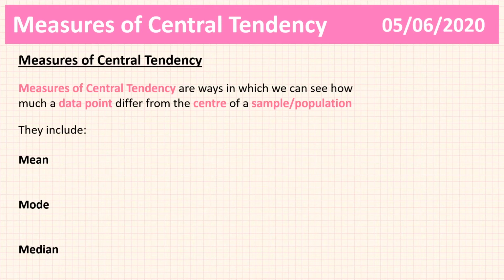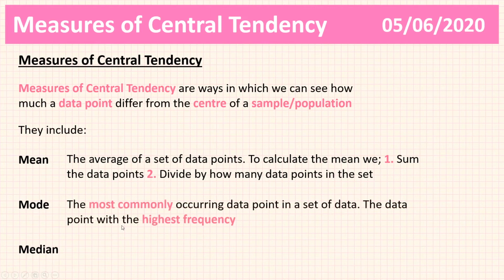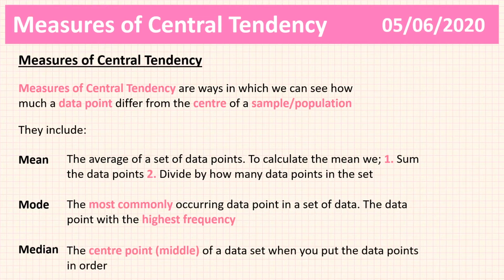Okay, so now let's have a look at these definitions. The mean is the average of a set of data points. When we're talking about the average, like the average score, the average height, we're usually talking about the mean of those values. To calculate the mean, we sum up the data points and we divide by how many data points there are. For the mode, we're looking at the most commonly occurring data point in a set of data, the data with the highest frequency. The data point that appears the most is the mode. And the median is the center point of a data set when you put the data points in order, the middle of a set of data. So we have the mean, we have the mode, we have the median. Now we need to work out how to calculate these.